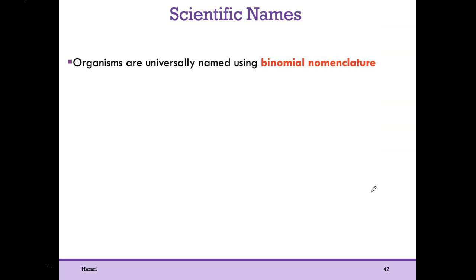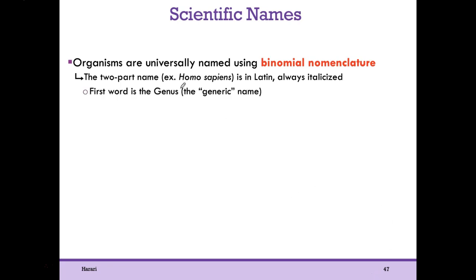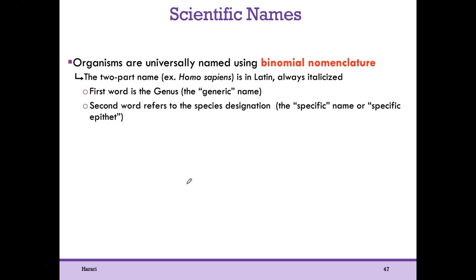Like I mentioned before, organisms are universally named according to binomial nomenclature. It's a two-part name like Homo sapiens that's always in Latin. It's always italicized. The first word is always the genus. It's always capitalized. You could also call this the generic name. The second word refers to the species designation. You can also call this the specific name. So the generic name is like Homo. The specific name is sapiens. So we go generic name, specific name.